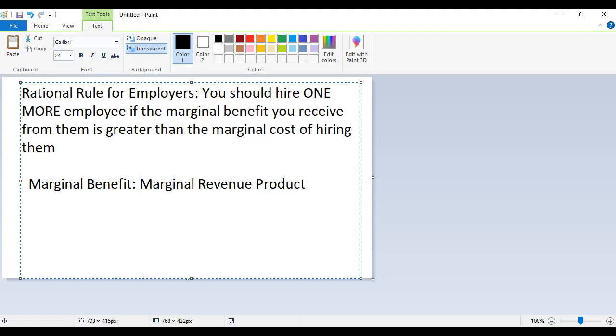So it's better to quantify that later because it might get a little confusing with all these definitions.